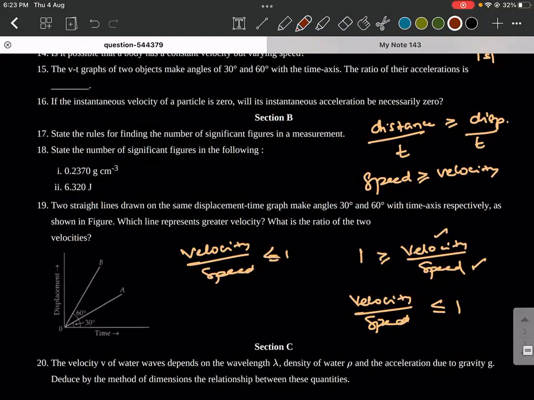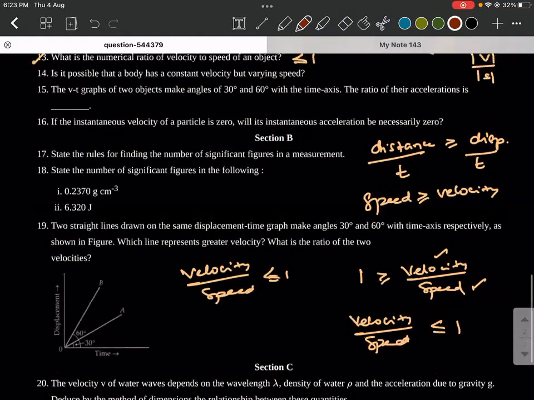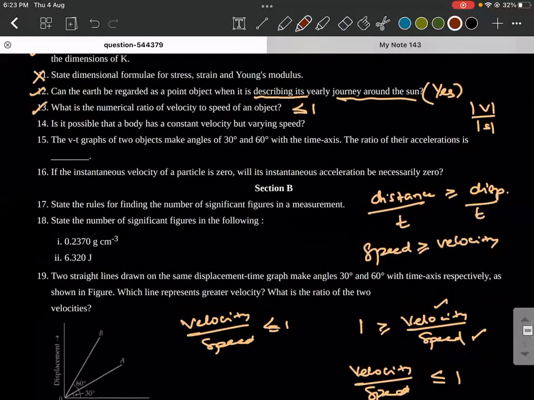So what will be the answer? The numerical value is less than or equal to 1. That is the expectation. Okay? So write it down.